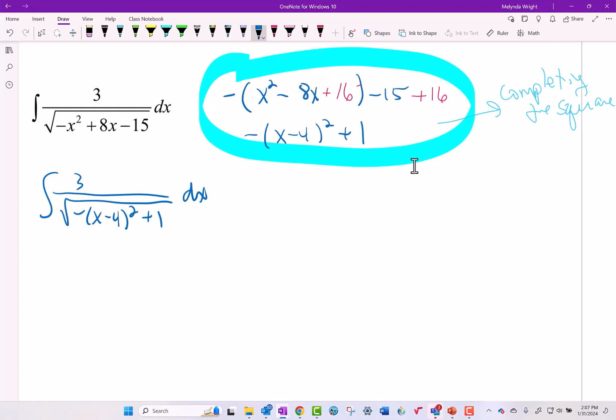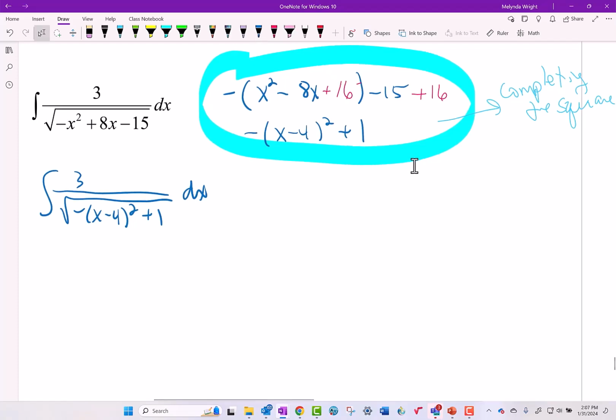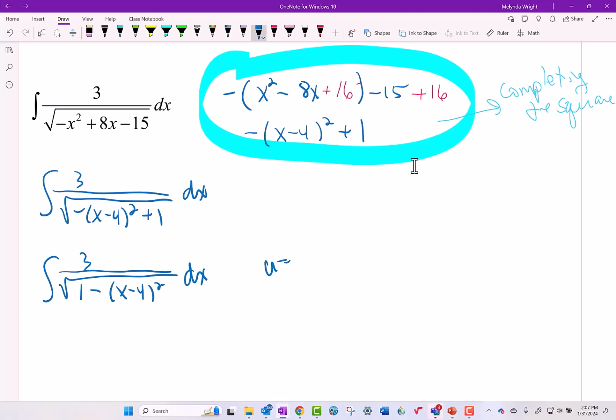Now, that looks very familiar, but it's kind of in the wrong order, isn't it? I'm just going to rearrange the way it looks. So 3, and then I have the square root of 1 minus (x minus 4) squared. This should look very similar to a derivative that you should know. It's the arcsine derivative. And what would we make u? x minus 4. Very good. du would be dx.